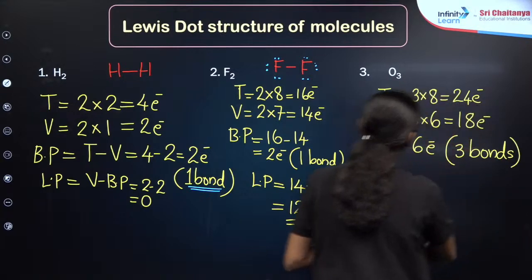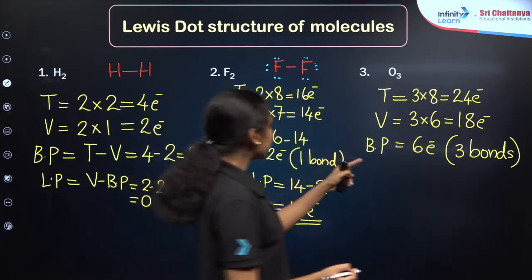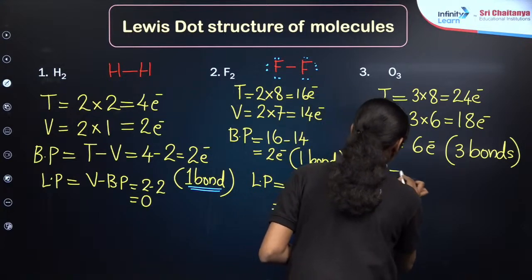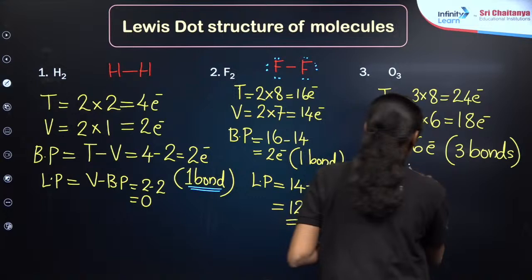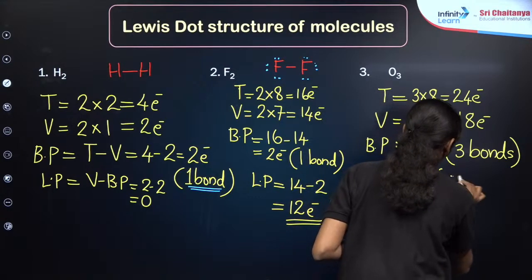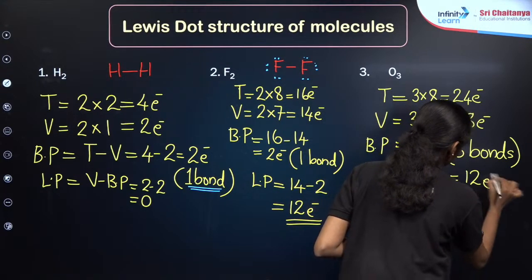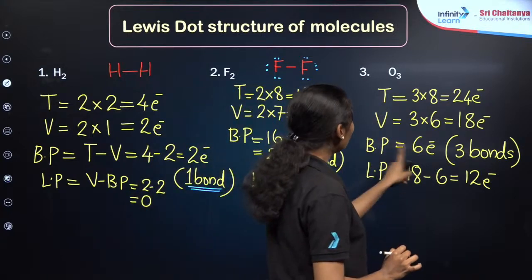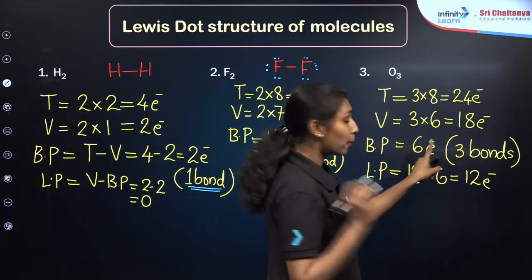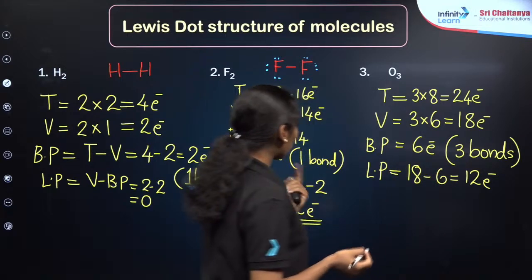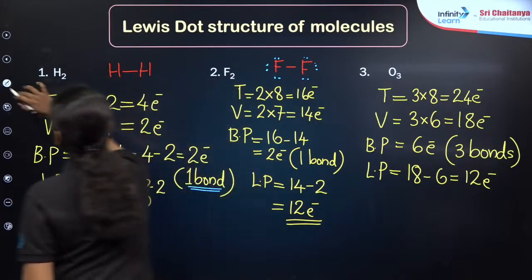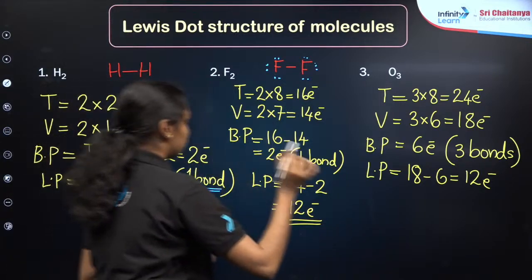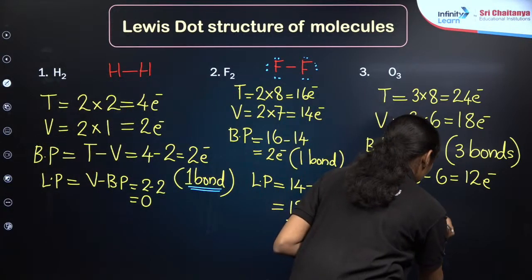Now we have to find out the number of lone pair of electrons by taking the difference between V and BP. So I am taking here lone pair of electrons is equal to 18 minus 6, that is equal to 12. Which means that in the structure of ozone molecule, we can have 3 bond pairs and 12 lone pair of electrons. Now I am going to draw the structure of O3 molecule. Okay, this is our structure, right?